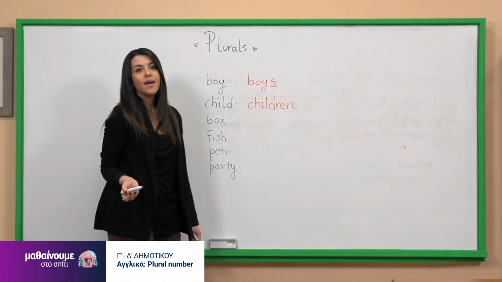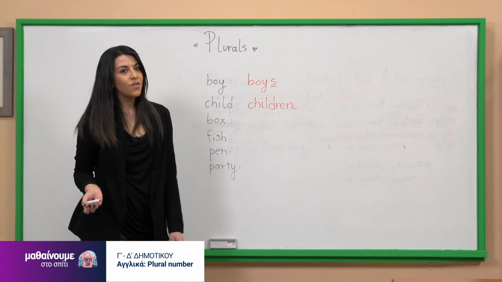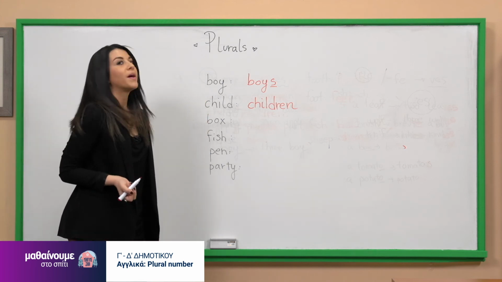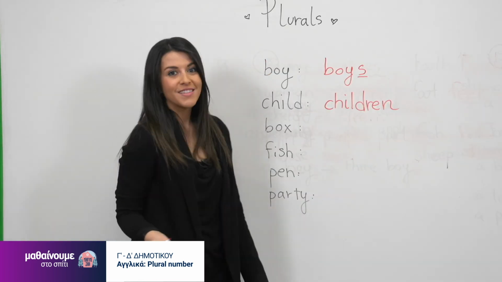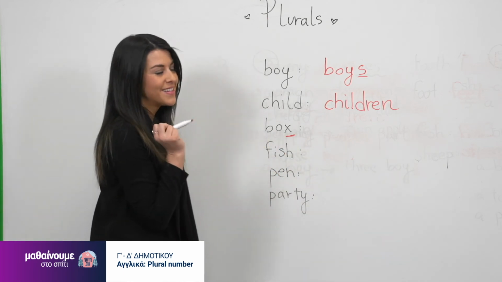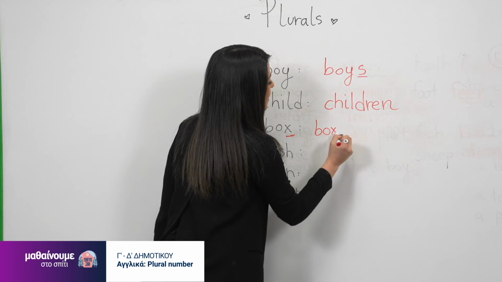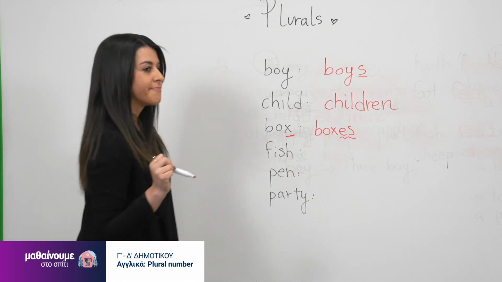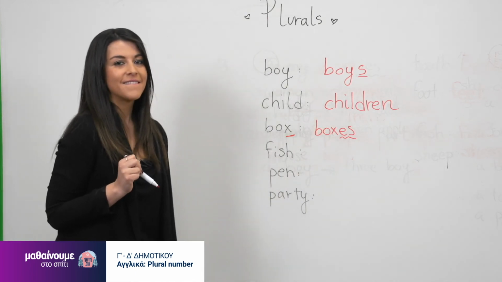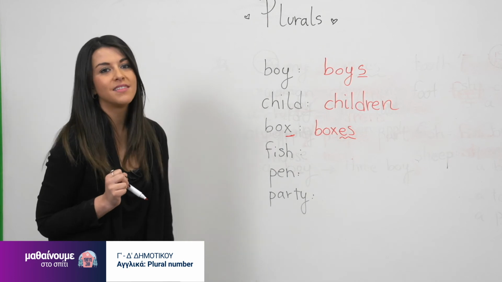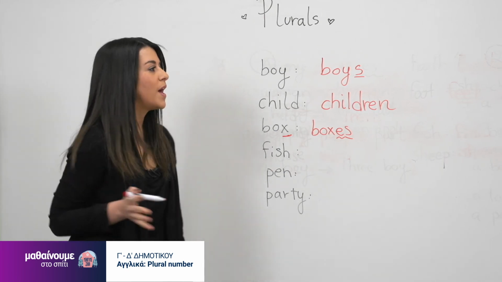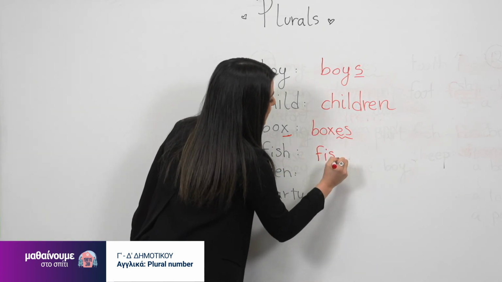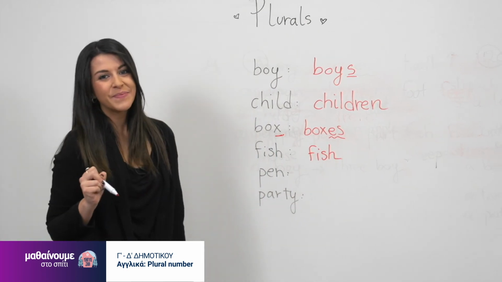Box. Okay, I'm giving you some time to think. Maybe you can write it down. I would recommend you wrote it down. You can write it on your notebook. Γράψτε τα ίσως στο τετράδιό σας για επανάληψη. Box. It ends in x, so you add es. Boxes. All right? Okay. Fish. Everyone says fishes. Actually, sometimes people use it as well, but the rule says that it stays the same. Fish, fish. I hope you guessed it.